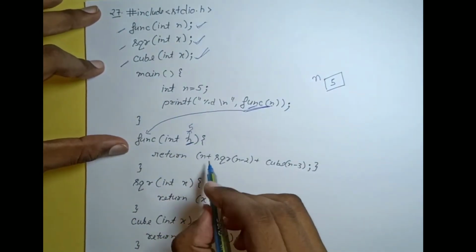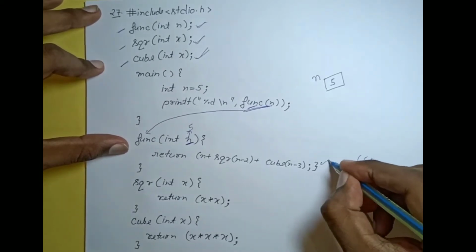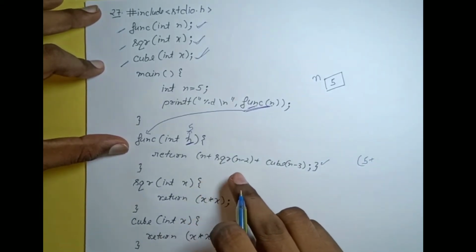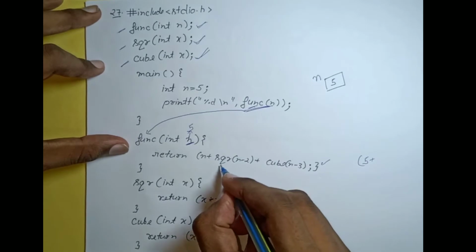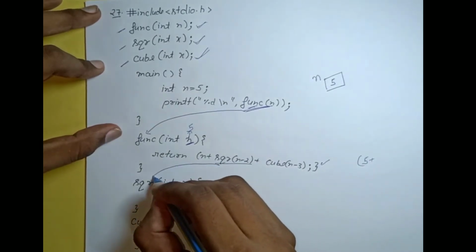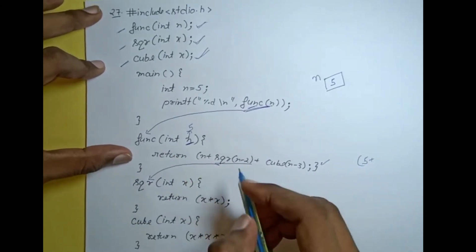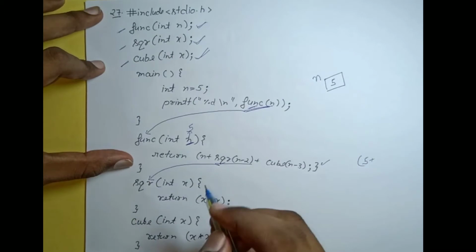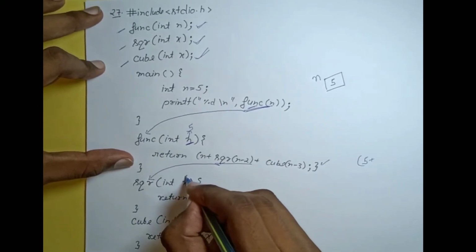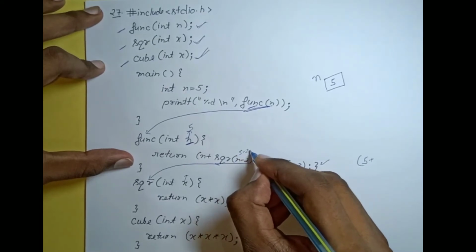Then we are returning n plus, which means 5 plus, from this function we are returning 5 plus sqr n minus 2. As this function is encountered, the control goes to the sqr function, which is defined just below the func function. So the control comes to this function. Then we have the x variable, and the value of x is n minus 2, which means 5 minus 2, which is equal to 3.